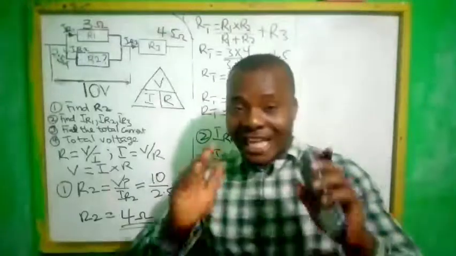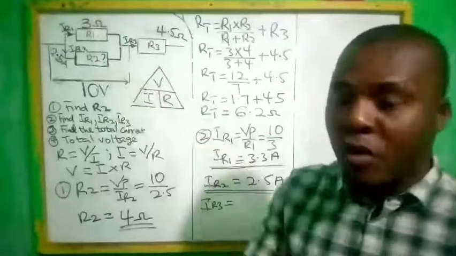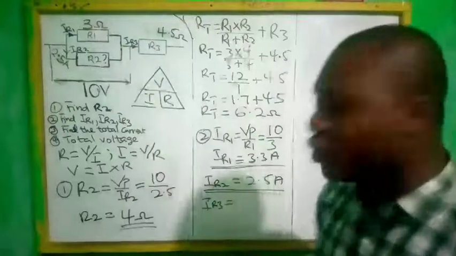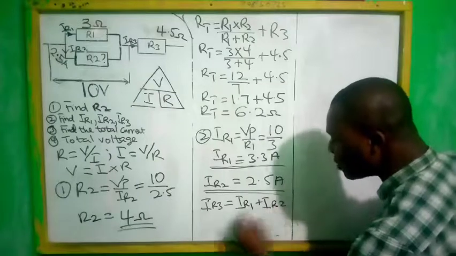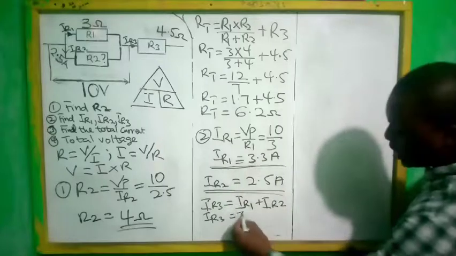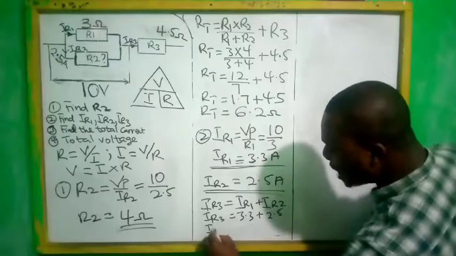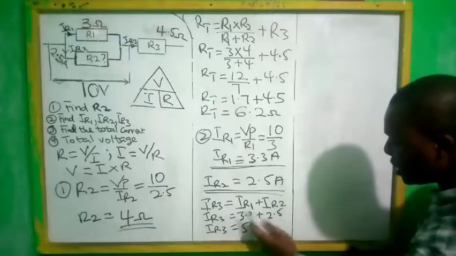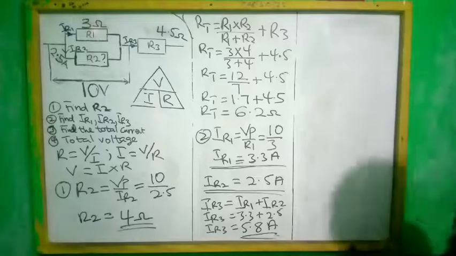Don't hesitate when it comes to an exam and a question is given to you this way. Don't worry. Just add the current in R1 and the current in R2. That gives you the R3. So current in R3 is current in R1, which is 3.3, plus current in R2, which is 2.5. When you add them, 3 plus 2 is 5, 3 plus 5 is 8. 5.8 amps. So this is the current flowing in R3.